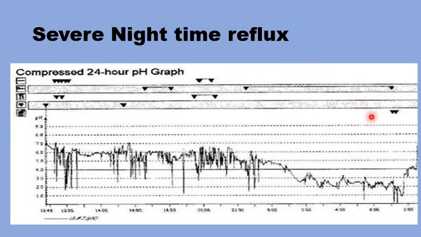In contrast, you could see that this period was marked by the patient as sleeping, and during this period the pH fluctuations had dipped below the pH 4 level quite significantly. Most of the night's sleep he had a pH less than 4. This is an example of severe nighttime reflux.